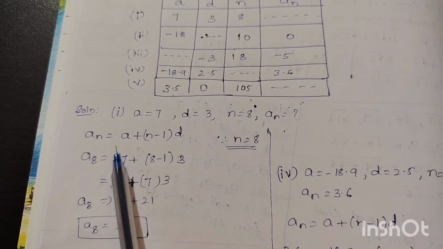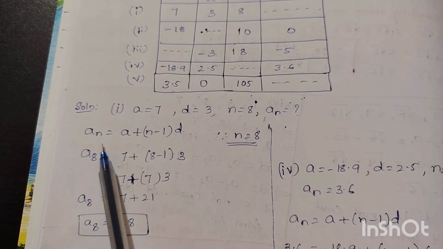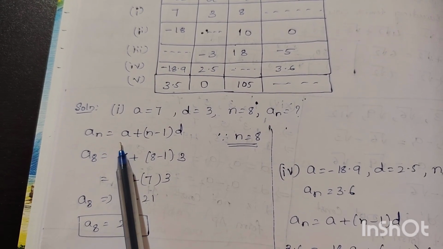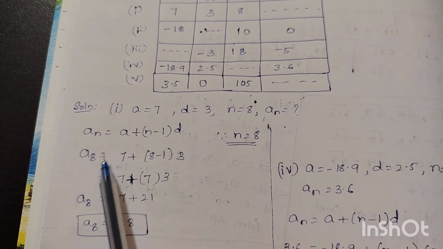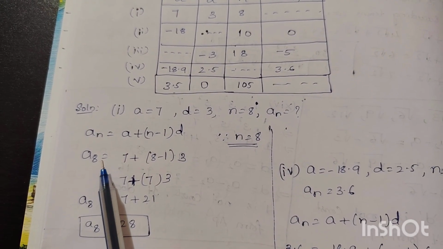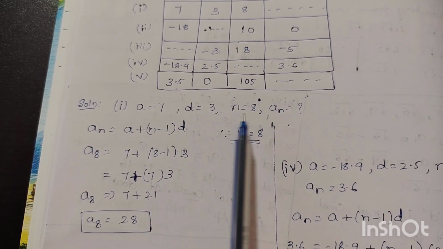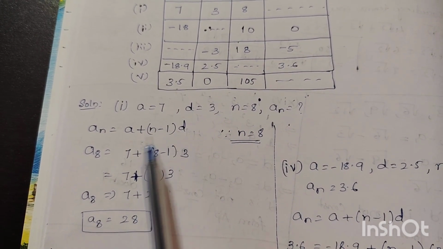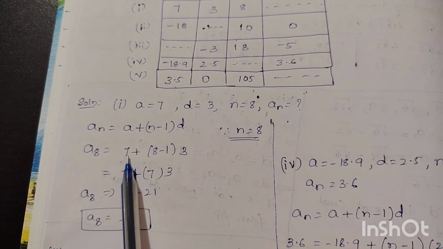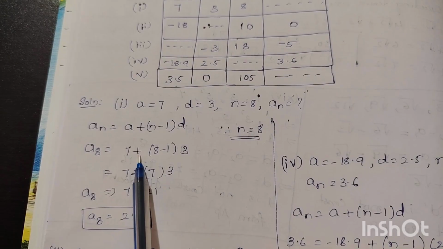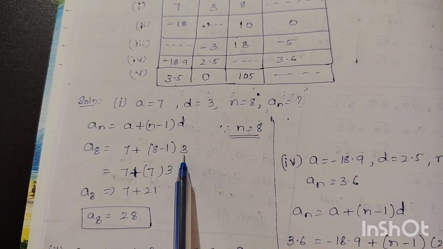We know already the formula of an. an is equal to a plus n minus 1 into d. We have to substitute the value of these a, d, n in this formula. Then it becomes a8 is equal to 7 plus 8 minus 1 into 3.